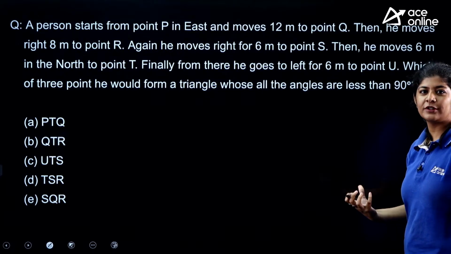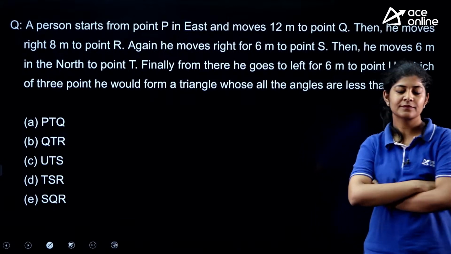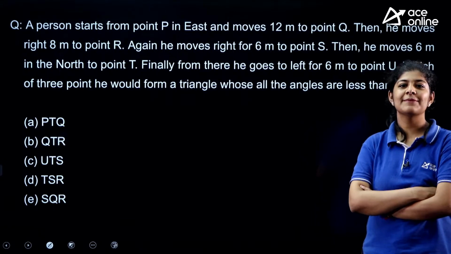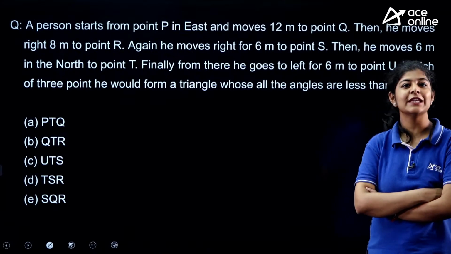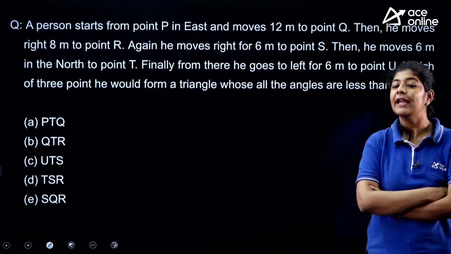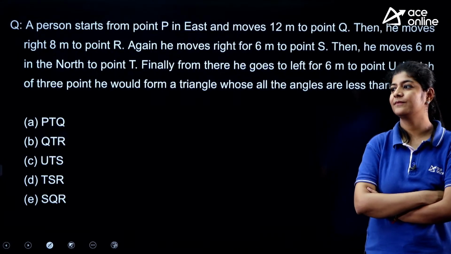First you have to draw the diagram and accordingly you can easily select the option. We just simply need to check with the help of which 3 points we can make a triangle in which all the angles are lesser than 90 degrees.